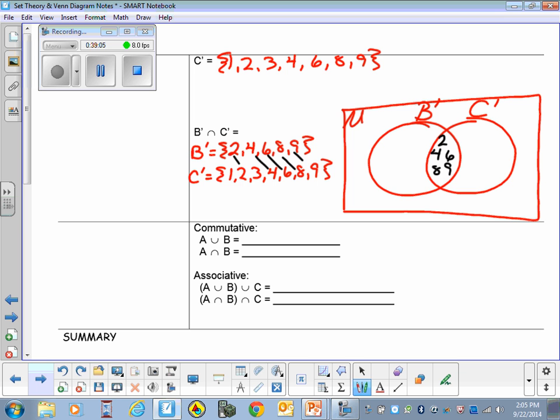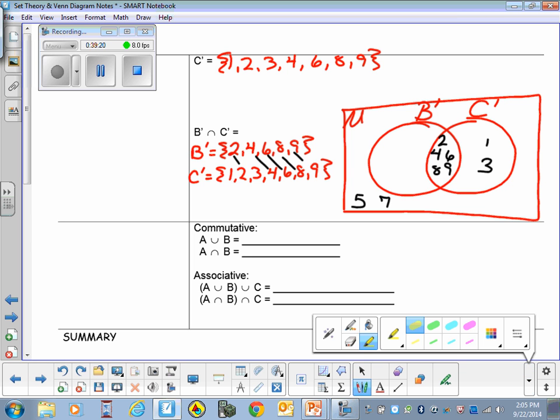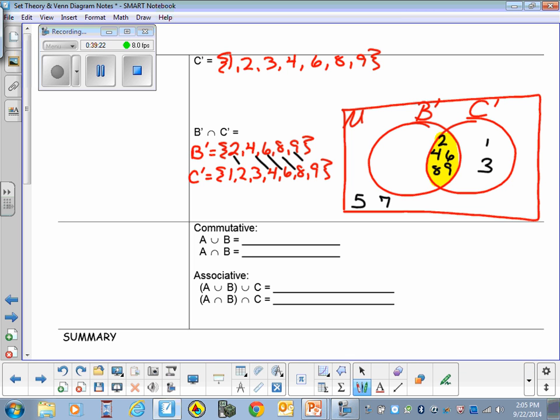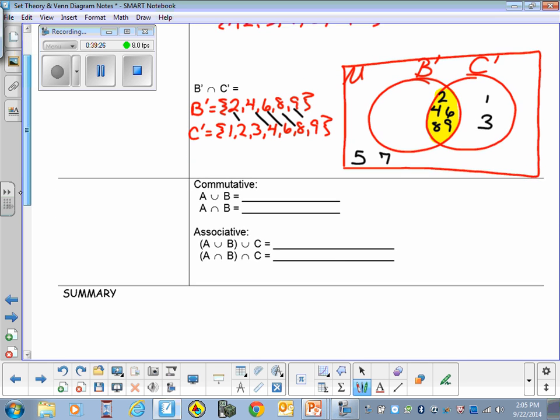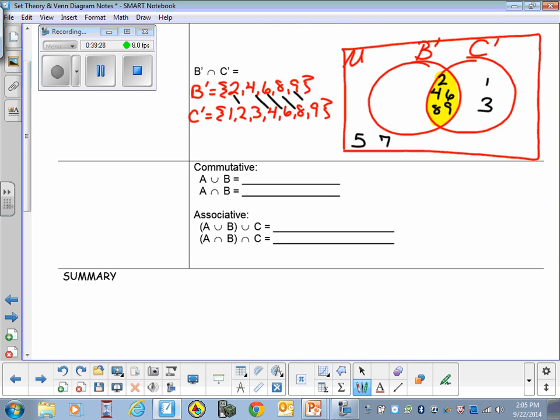B doesn't include anything else. C includes 1 and 3. 1, 2, 3, 4, 5 has to be in the universe. 6, 7 has to be in the universe. 8 and 9. And I want the intersection. More than one way to draw that. Some ways are easier than others.